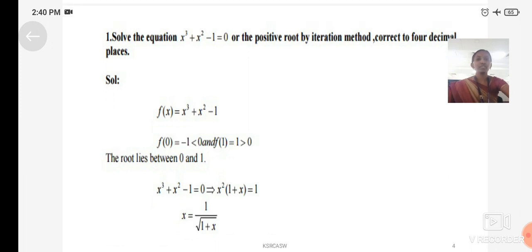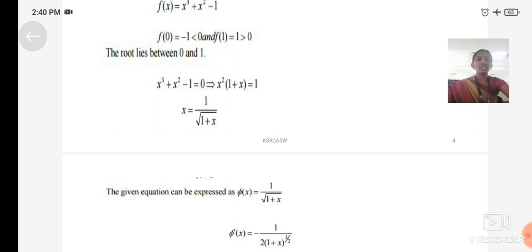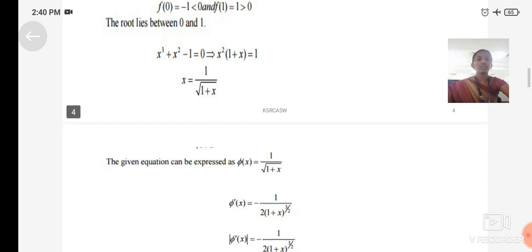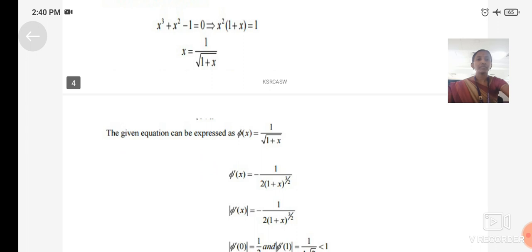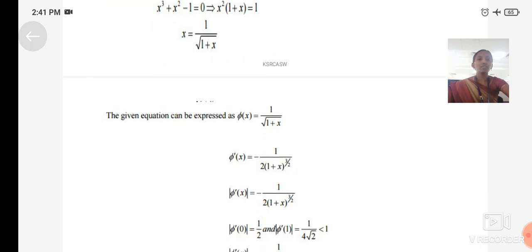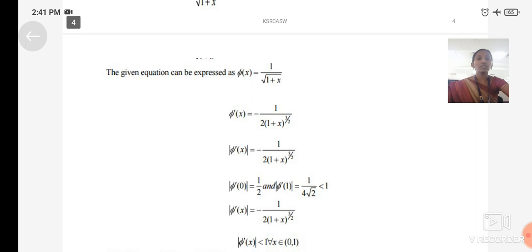The given equation is x cube plus x square minus 1 equal to 0. Then we write x equal to 1 by square root of 1 plus x. The general form is x equal to phi of x, so phi of x equal to 1 by square root of 1 plus x. Then we have to check the modulus: modulus of phi dash of x should be less than 1. The derivative phi dash of x is minus 1 by 2 into 1 plus x the whole power 3 by 2. Then we take modulus on both sides.